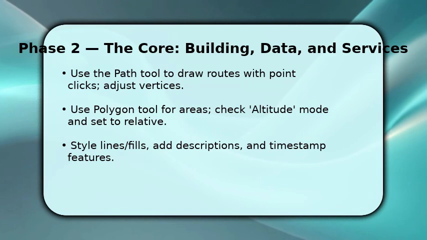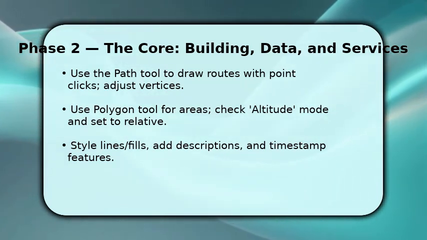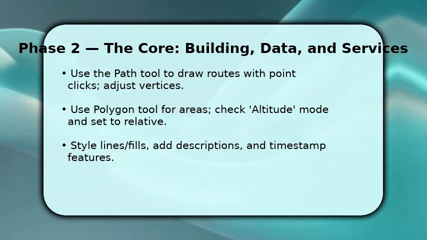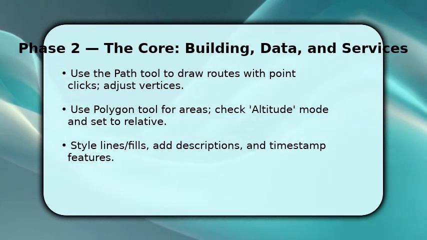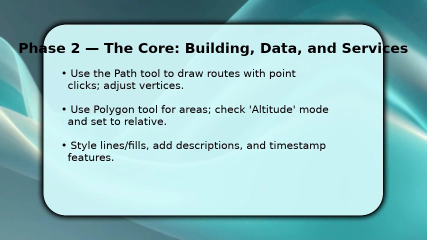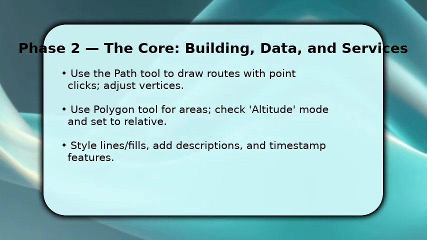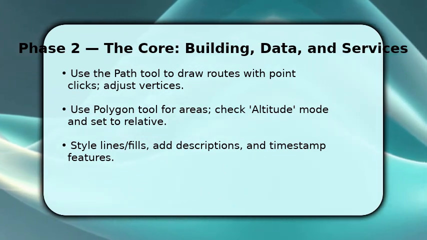Now you'll draw the map elements. Select the Path tool to click points along a route, click, move, click, then edit vertices to smooth bends. Once done, use the Polygon tool to outline areas. Set the altitude mode to relative or absolute depending on whether you want it to hug terrain. Make sure to style lines and fills for clarity, and add descriptions or timestamps so features are informative.